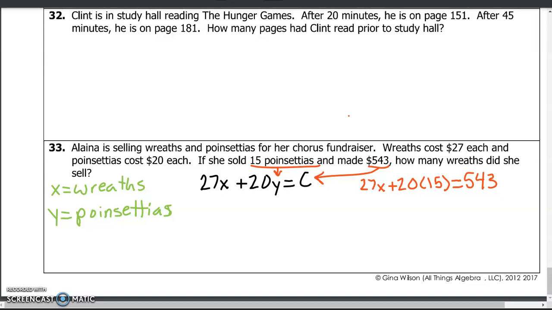Okay, so first step, go ahead and simplify this. 20 times 15. Okay, so 20 times 15 would give you 300. So we got 27x plus 300 equals 543. Okay, then I need to go ahead and move this 300 over. So minus 300 on both sides.